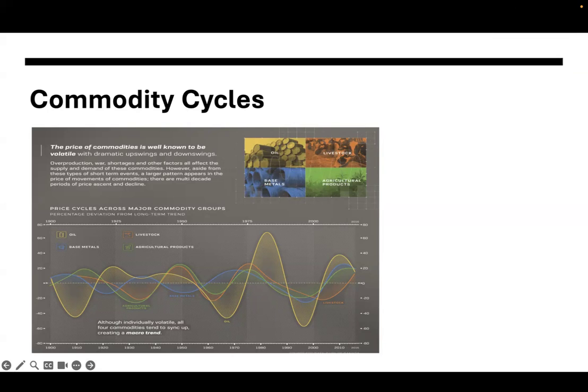So commodity cycles. Commodities are essentially things like oil or agricultural products, your wheat, your rice, your sugar, cotton. All these are commodities. Even your precious metals like gold, silver, or the base metals like copper, zinc. All these are commodities.